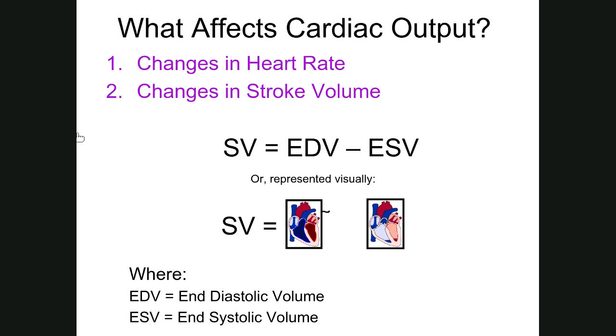If you think about heart rate, this is really quite simple. If the heart rate increases, so if it's beating more times in a minute because you're exercising or whatever, you're going to see a corresponding increase in cardiac output. If your heart rate slows down because you're not stressed, you're relaxing, you're asleep, you're going to see a decrease in cardiac output.